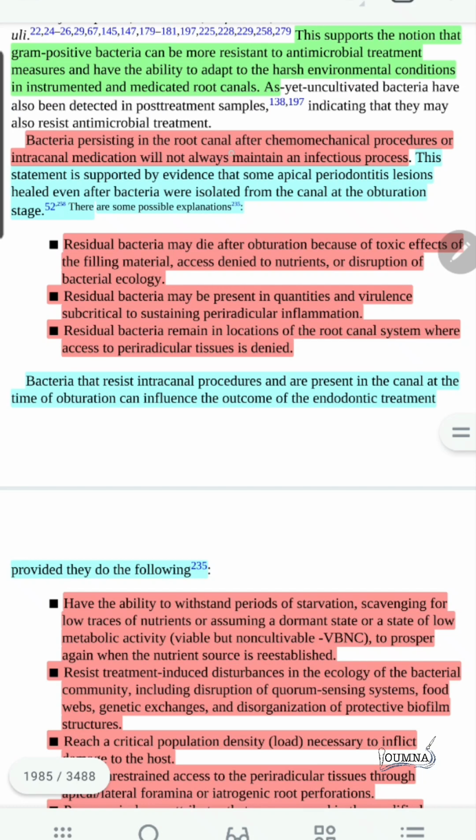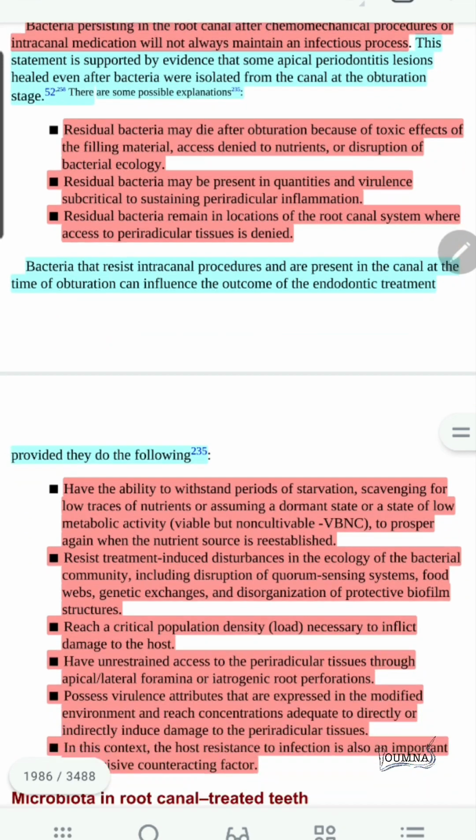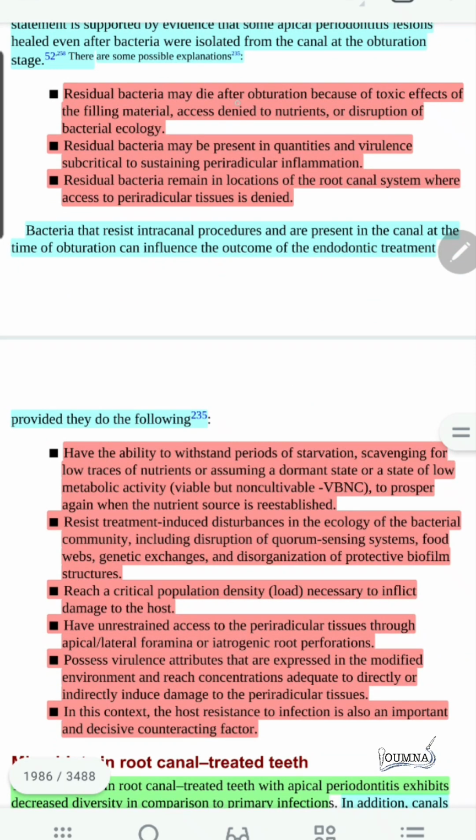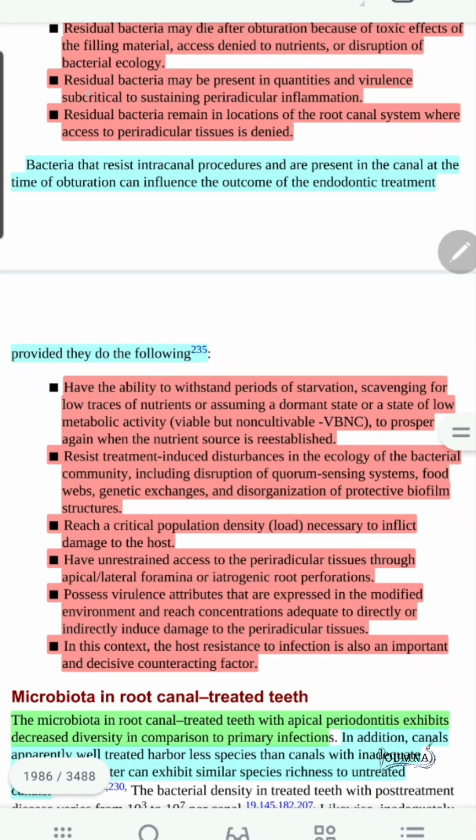Bacteria persisting in the root canal after the chemomechanical procedures will not always maintain an infectious process, which means that we can get healing even if there are some bacteria present in the root canal. For these reasons, the residual bacteria may die after the obturation because of the toxic effects of the filling material, or the denied access to nutrition. Also, there will be a decrease in the bacterial number, and they will not reach the virulence that will make them able to attack and cause a periradicular inflammation.